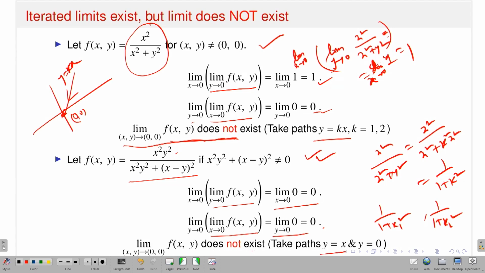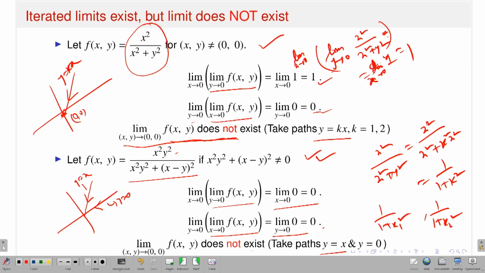Again, you just check. If I take paths, this is my origin, and I approach 0 in this direction, or if I approach 0 with y equal to 0, that means via the x axis. So if I take two paths, y is equal to x, this is the y is equal to x path, and this is y is equal to 0.